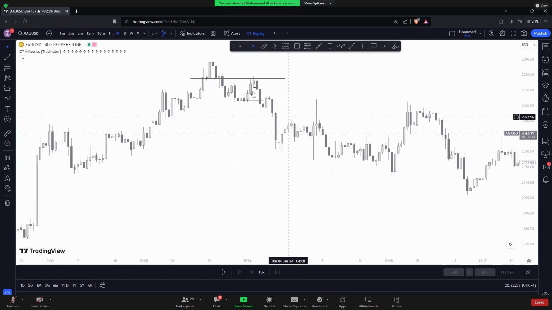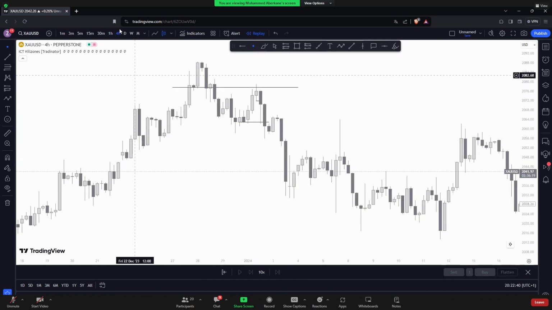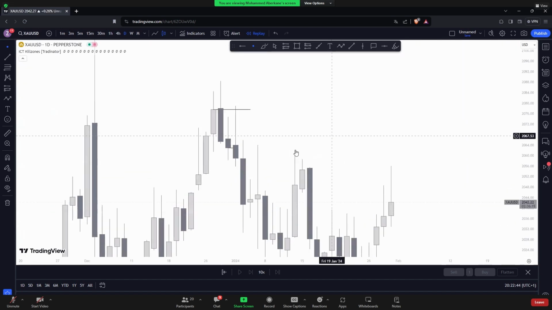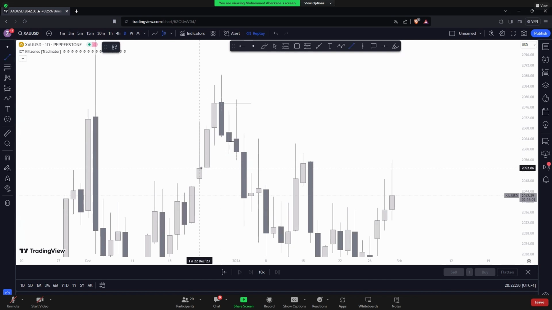Now, after you have the daily H4 breakout, where is your destination? Your destination is simply the closest daily fresh. So daily, H4 breakout. The next destination is going to be right here.